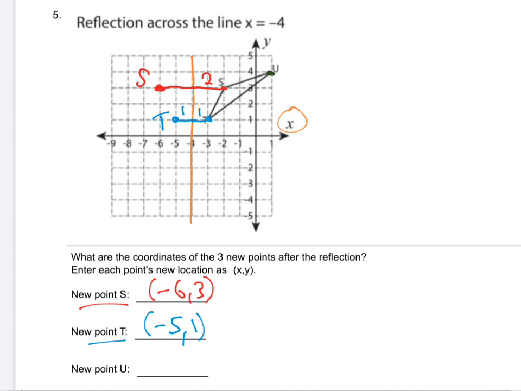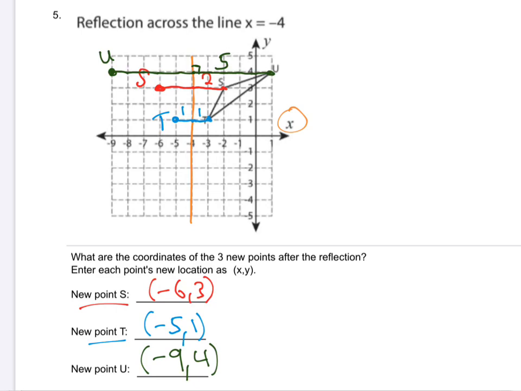Here's point U. So how far to the line for him? 1, 2, 3, 4, 5. 5 straight to the line at 90 degrees. So 5 to the other side. 1, 2, 3, 4, 5. Right there. There's the image of U. What's the coordinates of that? Looks like back 9, up 4. And now that we have those, we can actually draw the new triangle, which I think is helpful and interesting. Let's do that.